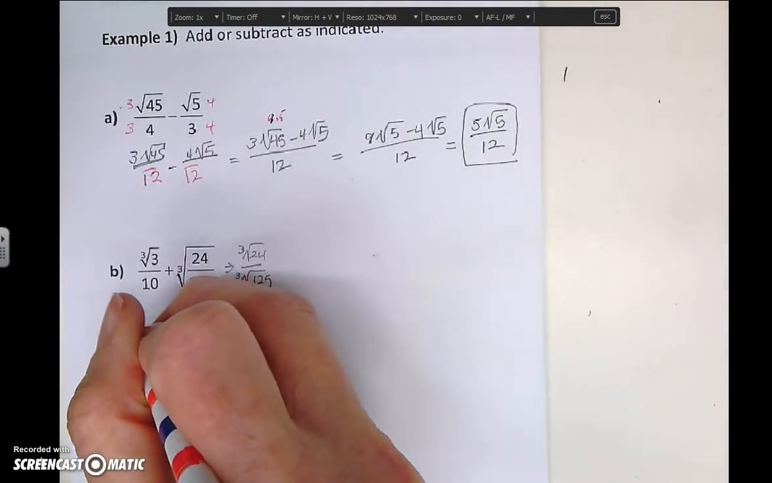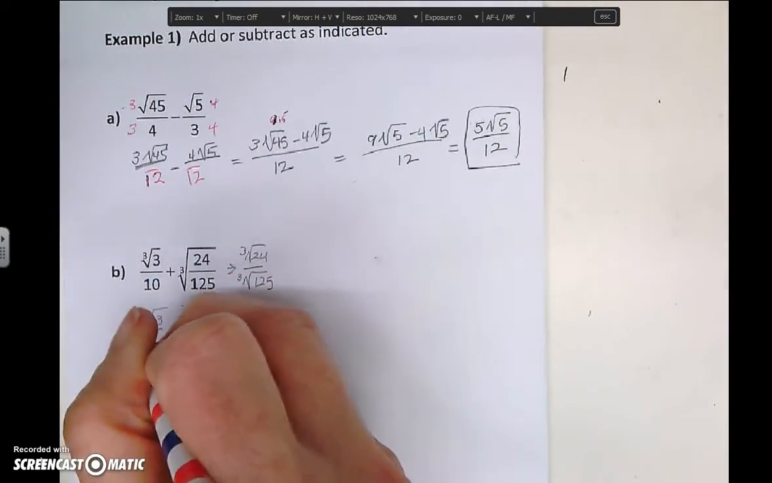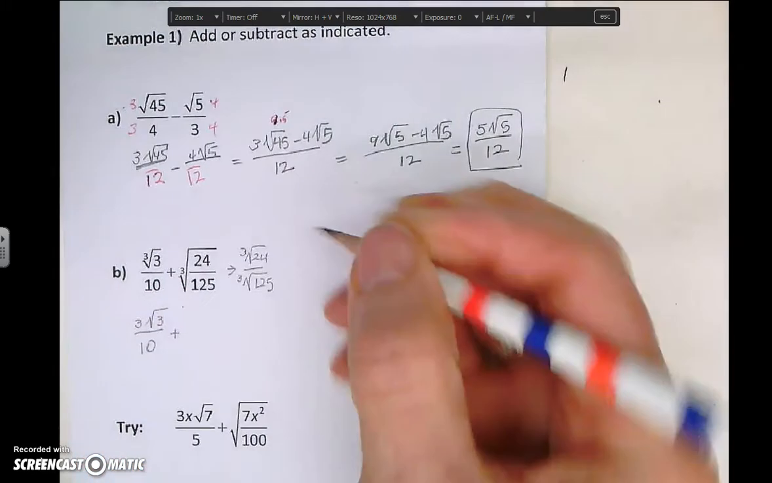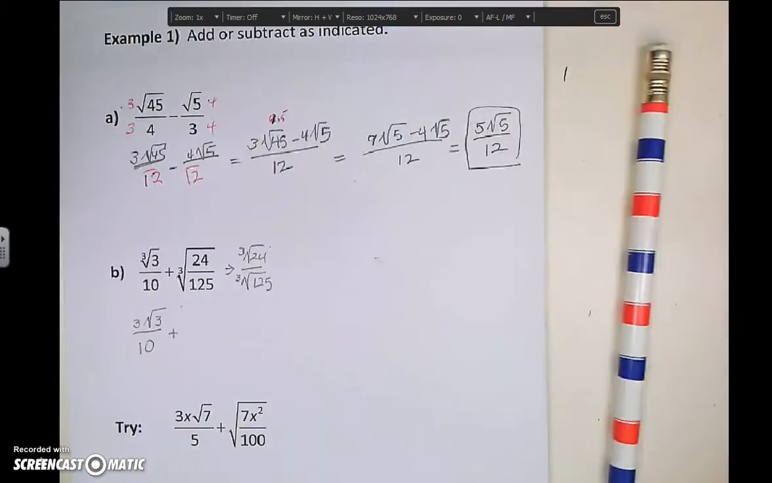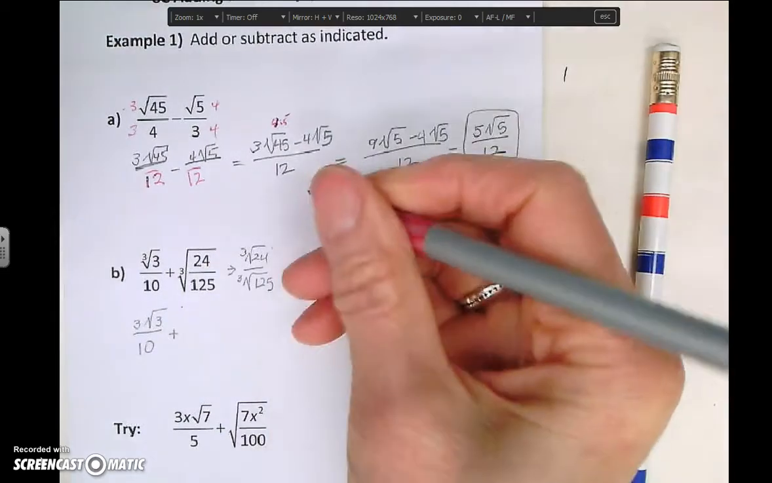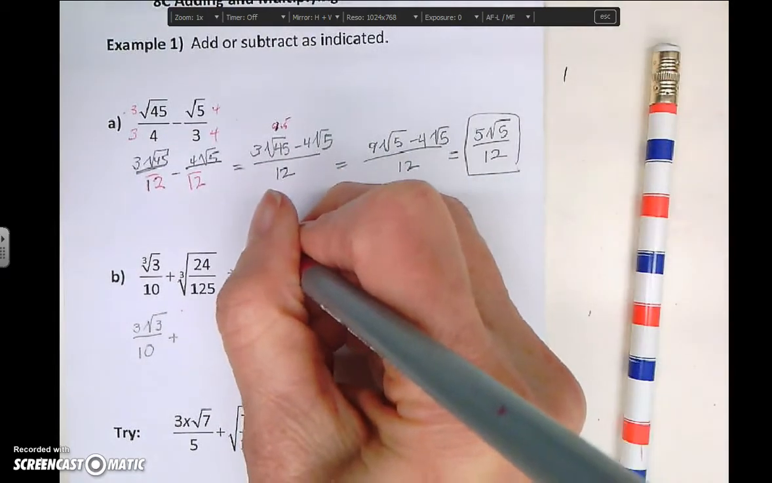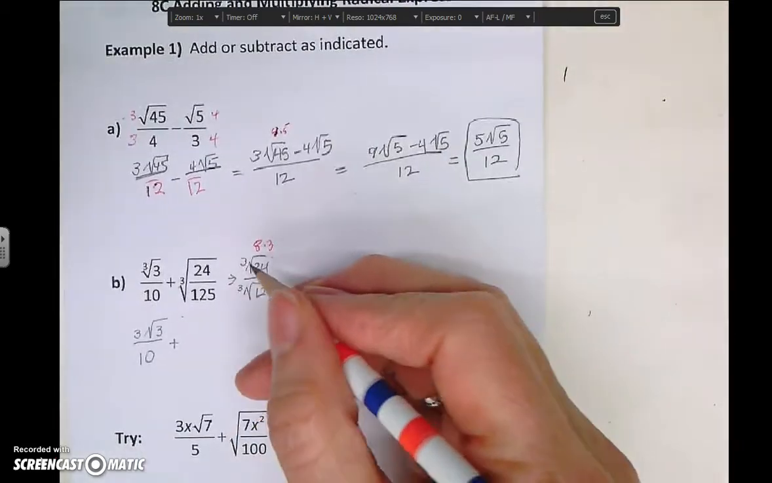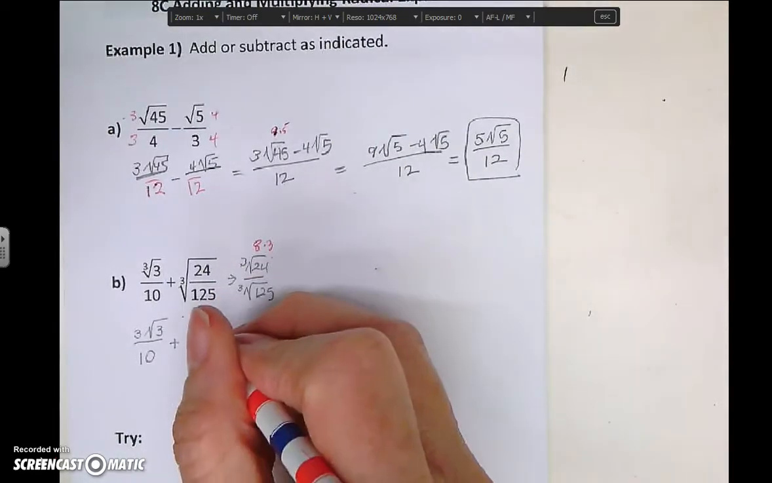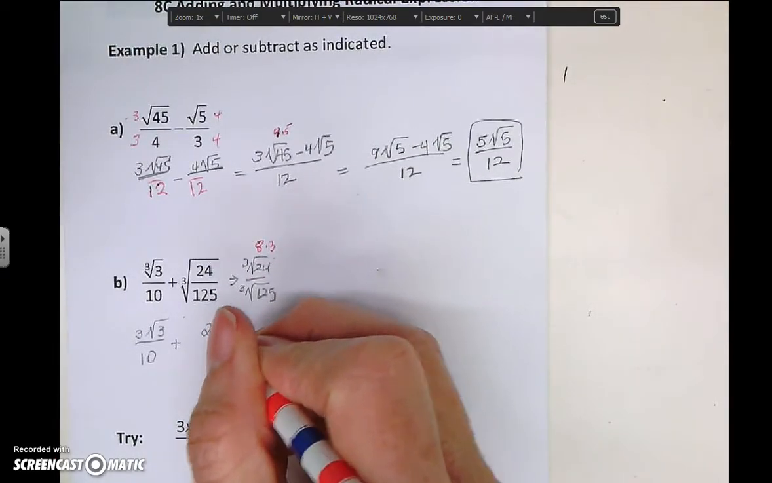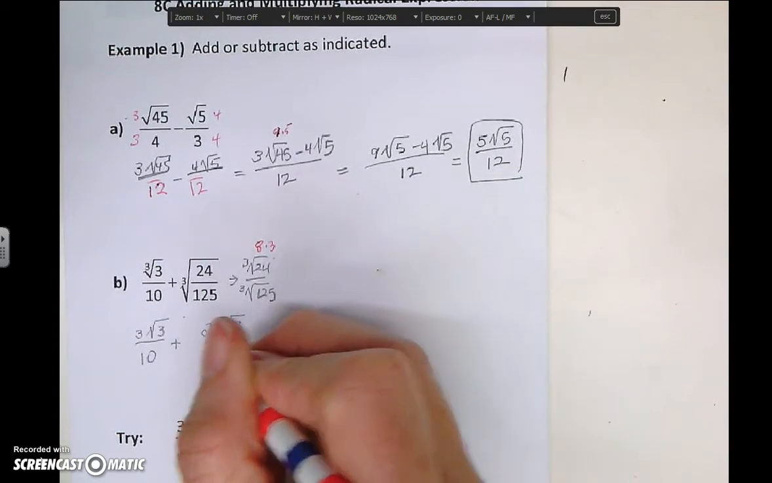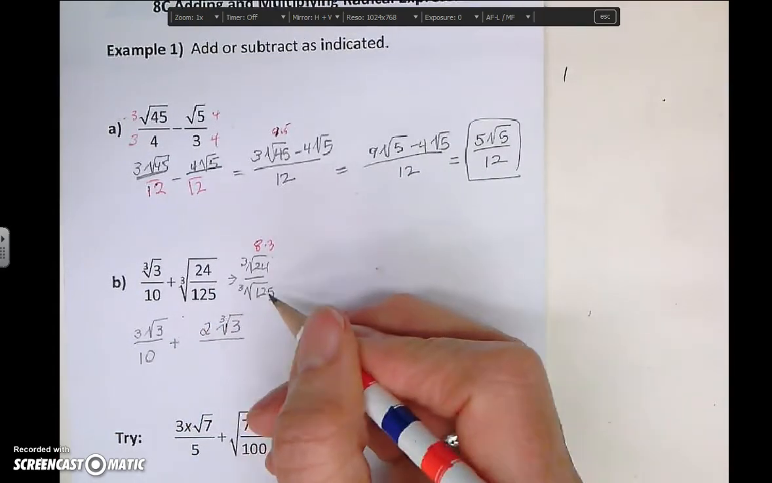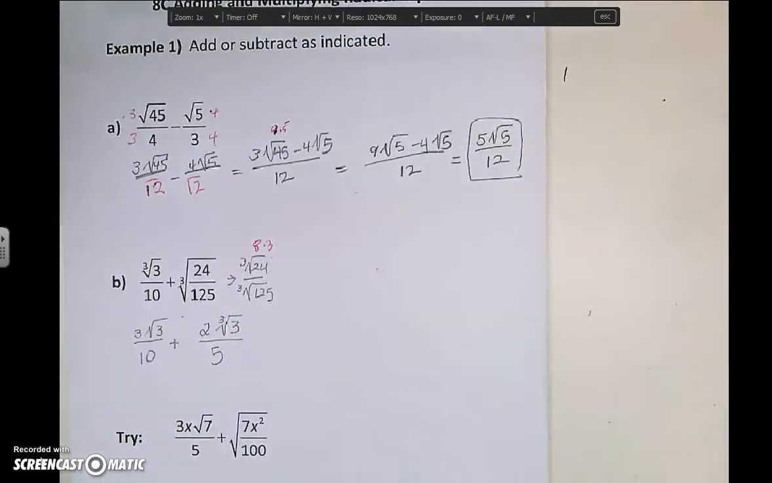So we'll have the cube root of 3 over 10, and then the cube root of 24 we can simplify. A perfect cube would be an 8. So 8 times 3. So the cube root of 8 is 2, and then we're left with the cube root of 3 inside the radical. Then the cube root of 125 is 5. So that's the first thing we'll do, is to simplify those radicals.